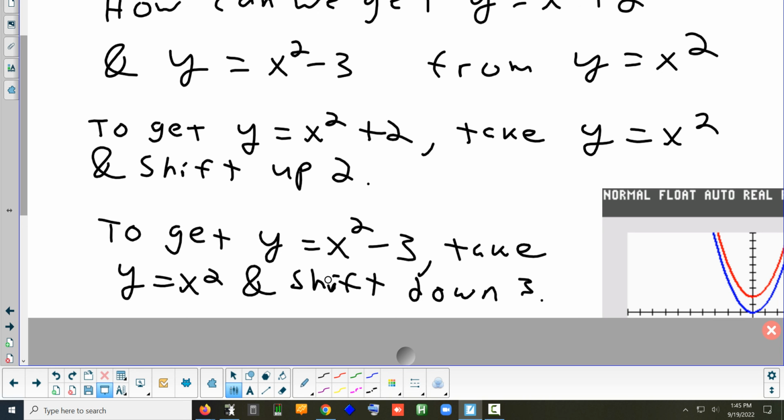One thing that's important when you shift, you have to tell me two things. You have to tell me what direction and how much. Did you go up? Did you go down? Did you go left? Did you go right? And then how many units? 3, 6, 4.